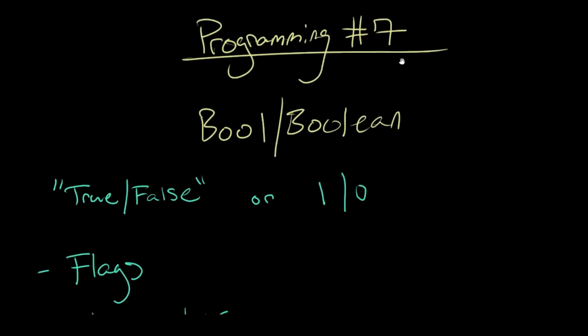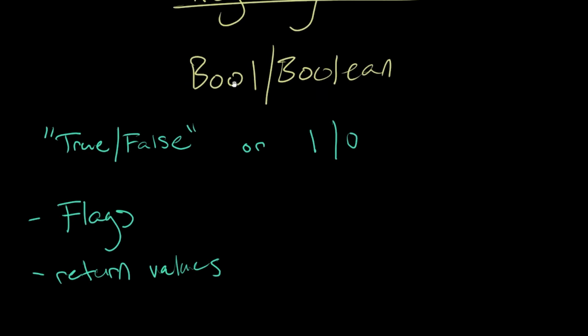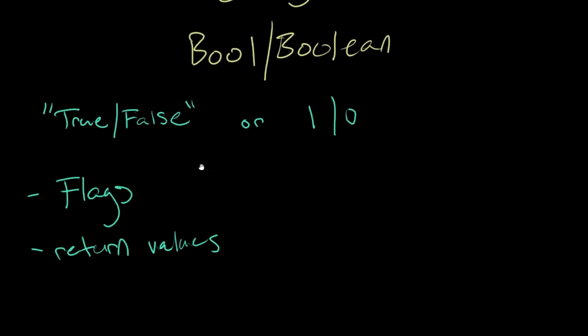All right, this is going to be a quick episode. This is episode 7 of our programming subseries. We're going to be talking about the bool/boolean. This is the primitive data type in every language that represents true or false values. Or you can think about it as 1 and 0 values if you think in binary.